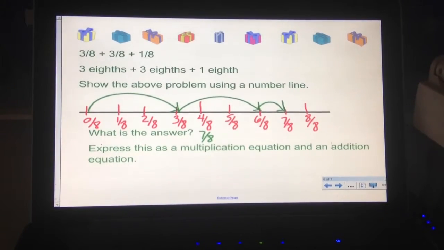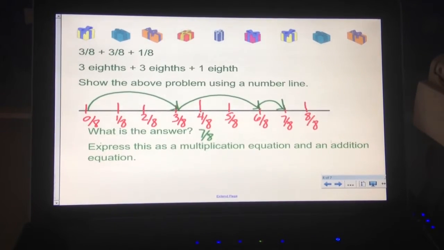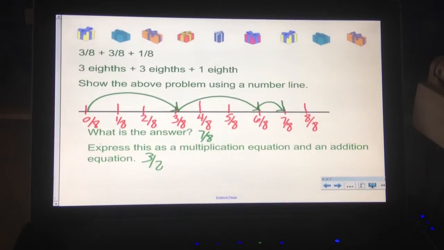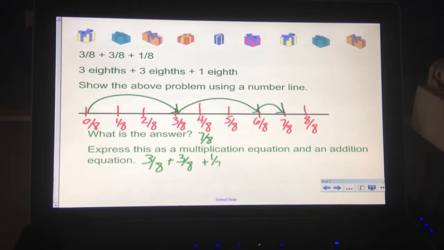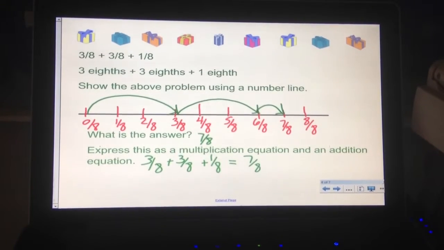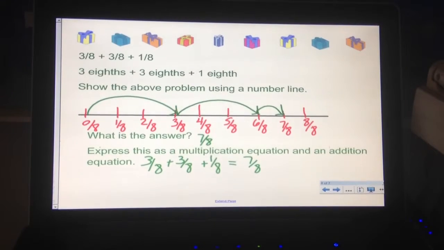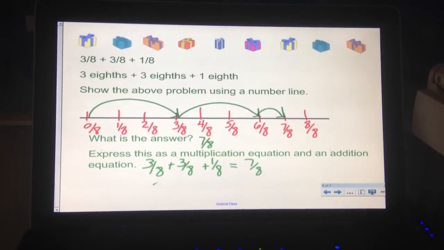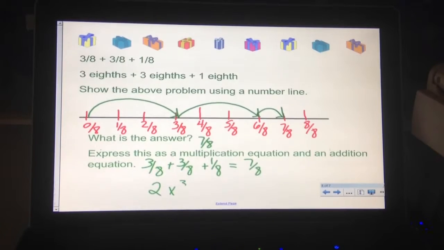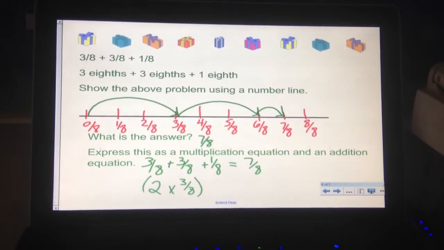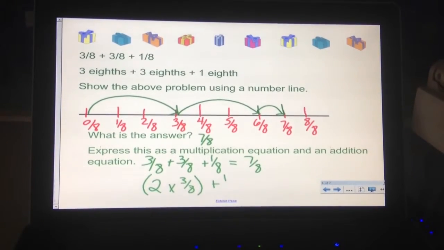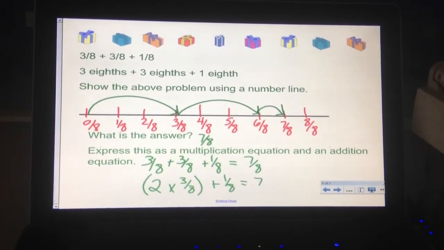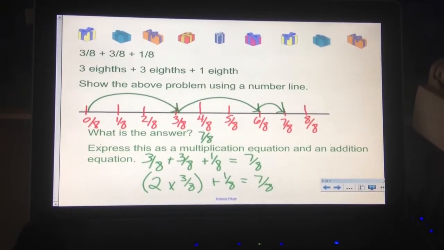Express this as a multiplication equation and an addition equation. Well, my addition equation would look like this. 3/8 plus 3/8 plus 1/8 equals 7/8. For multiplication, I would have 2 times 3/8, since I had that twice. And then once I get done with that, I'm adding in another 1/8. And that equals 7/8.